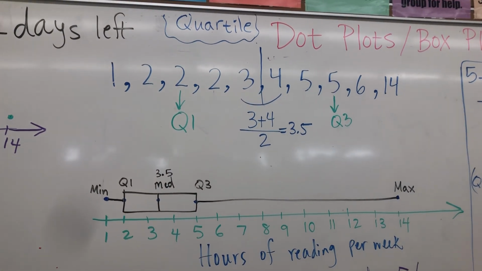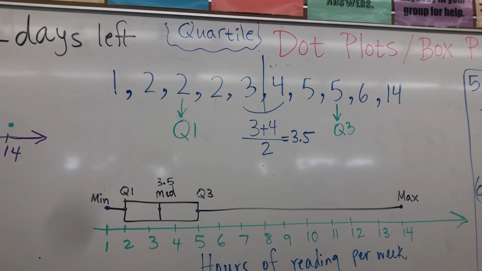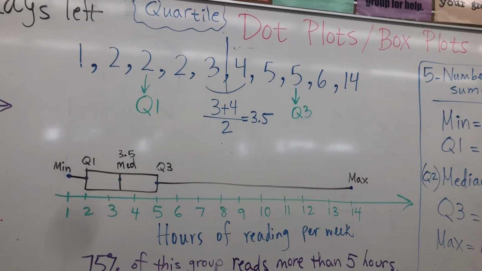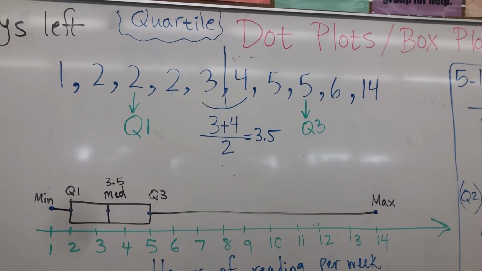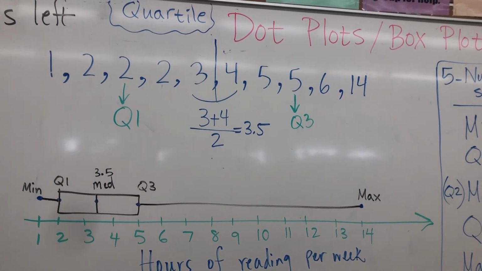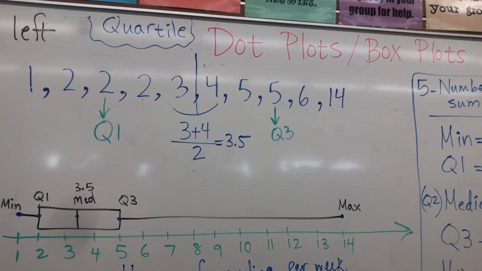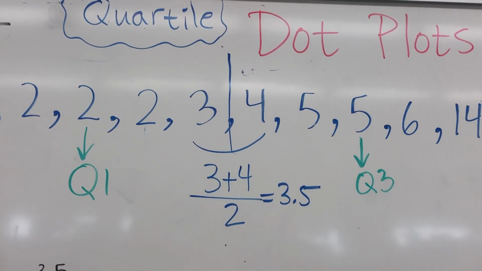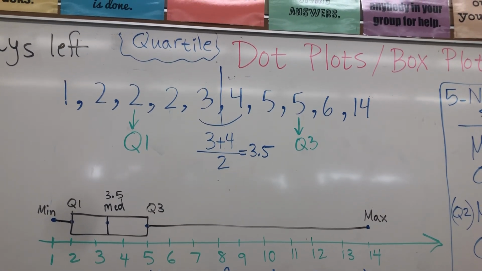Q1, Q stands for quartile, and quartile goes along with quarter. So it means a fourth, 1/4 or 25%. So we're going to go ahead and cross out one number from the left and one number from the right. So that would be 1 and 14. Then do the same thing again, 2 and 6. Then 2 and 5. So again, we are crossing off one number from the left with one number from the right until we reach the middle. That line that I drew in the middle means there are 5 numbers on the left, 5 numbers on the right. So we land on 3 and 4 in the middle.